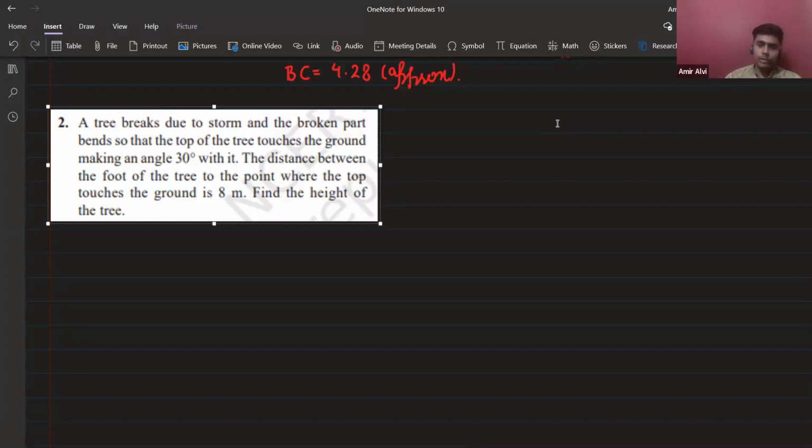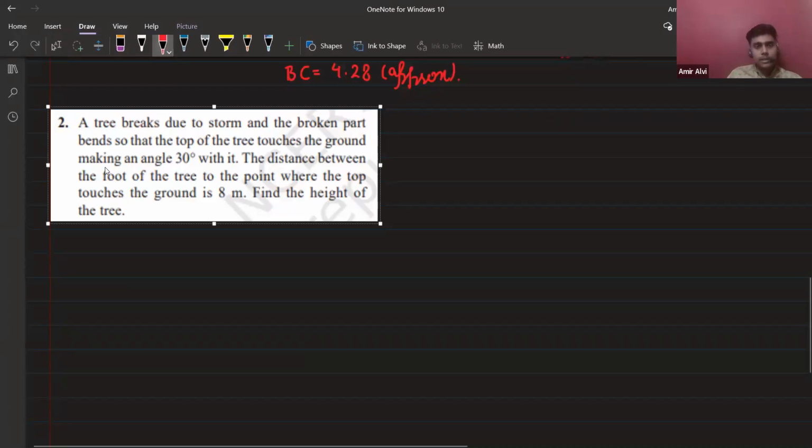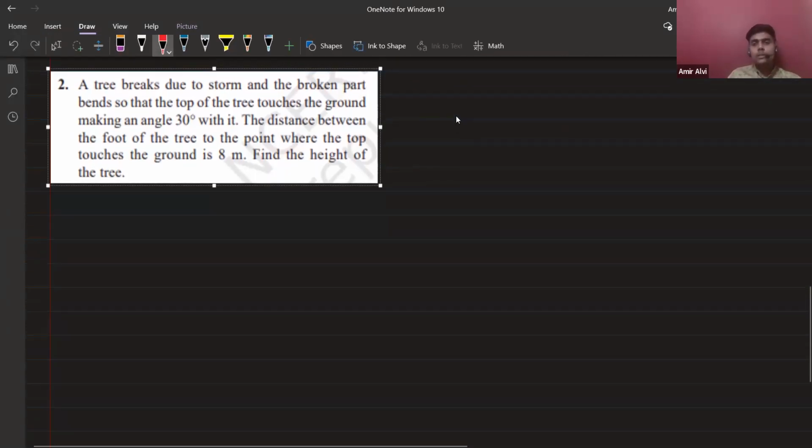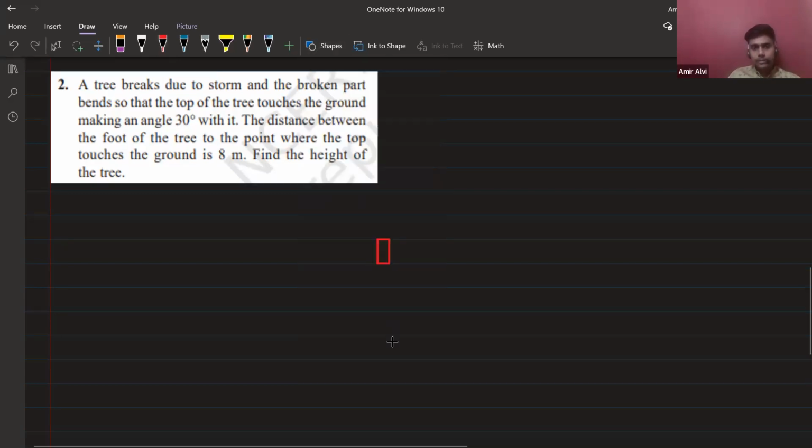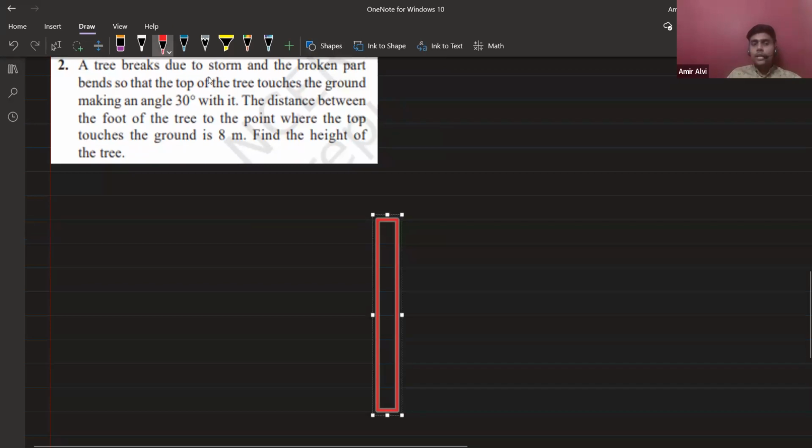Done. I've already given you 4 to 5 minutes instead of 3 minutes. Okay, no worries. Those who are slow in calculation, don't worry about it. Let's understand this question basically. A tree is there. Suppose a tree is like this. It's a long tree. It breaks due to a storm.